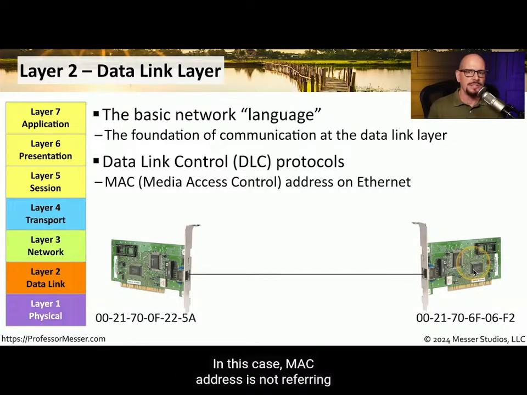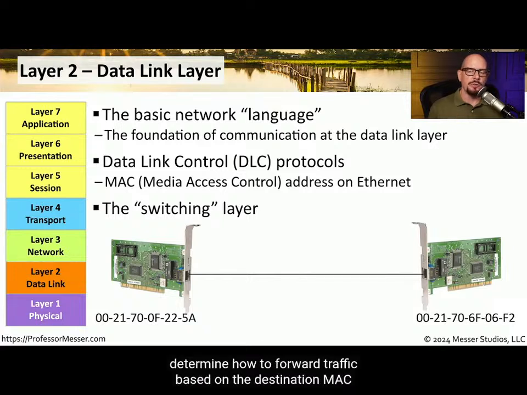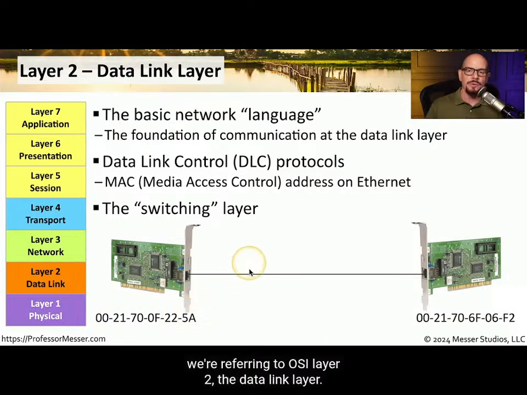In this case, MAC address is not referring to an operating system, it's referring to the media access control address. So anytime you hear someone talk about a MAC address, they are referring to the hardware address of that particular adapter card. Since the network switches that we use on our network determine how to forward traffic based on the destination MAC address, this is a layer that we often refer to as the switching layer. So anytime we're referring to a MAC address, a problem with a switch being able to operate, or anything else that may be associated with this particular hardware address, we're referring to OSI Layer 2, the data link layer.